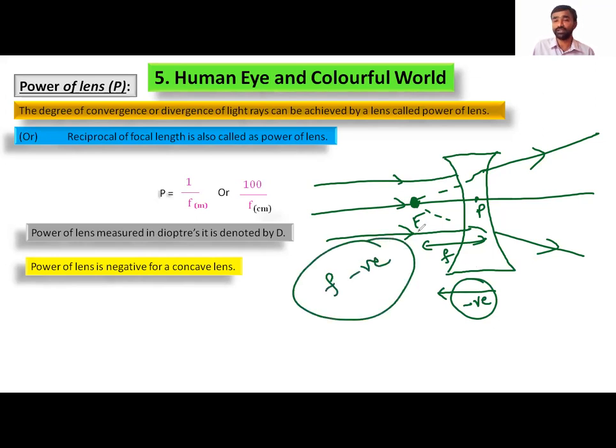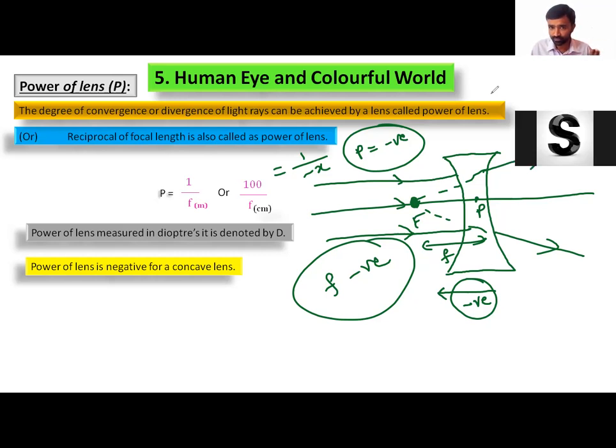So here I'm going to substitute F as a negative value. What will I get? P equals a negative value. That's why I concluded that the power of a concave lens is always negative. Are you clear? Are you in confusion about why I decided the power of a concave lens is negative? It is according to the sign convention, and practically because we got the diverging point.